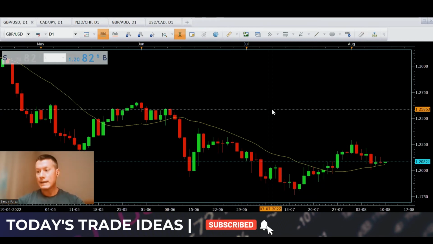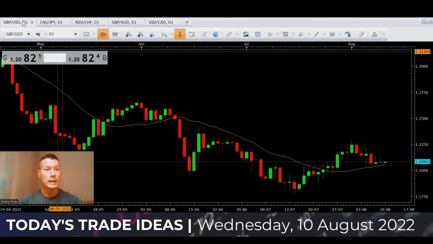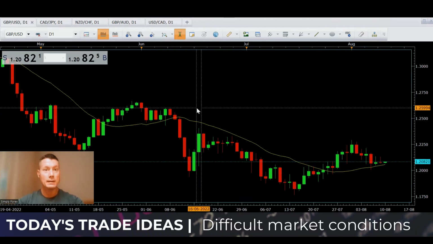Right, guys, so trades for Wednesday the 10th of August. We're looking at one potential trade today, but before we do, guys, I wanted to show you how screwed the markets are, for want of a better word. I'm going to give you a few examples of why they're tricky market conditions with a lot of the pairs at the moment.